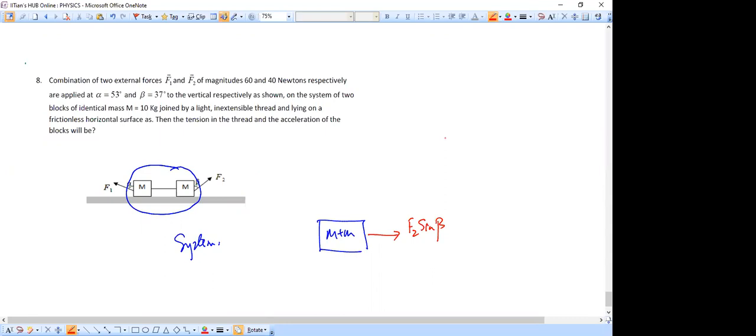Why sine beta? See, because F2 is a force acting such that with this axis the angle is beta. Now this angle is beta, so this angle is 90 minus beta. So that's why the components of this force will be, this component will be the sine component and this component will be the cos component. Okay. So on this system, from this side there is a force like this, and similarly from this side there is a force of F1 sine alpha.